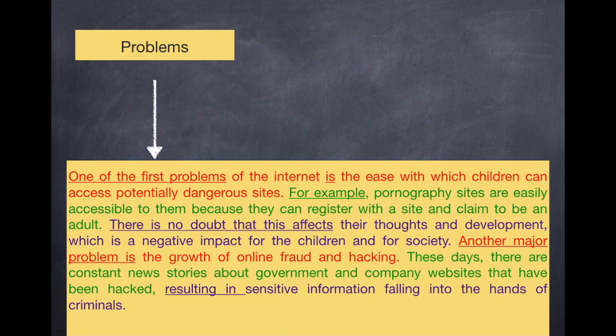So for example, let's see the first one. The first problem is that children would access dangerous sites. So what is the specific meaning of dangerous sites? In the green sentence, we give an example of what kind of dangerous site. So we see the chronology.